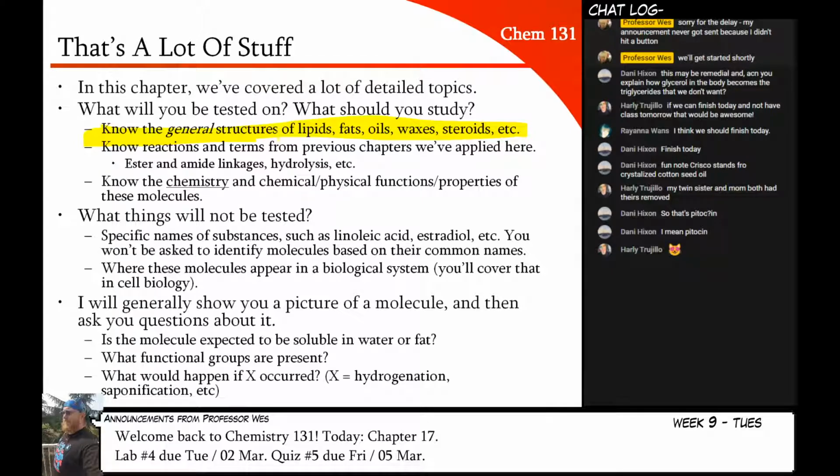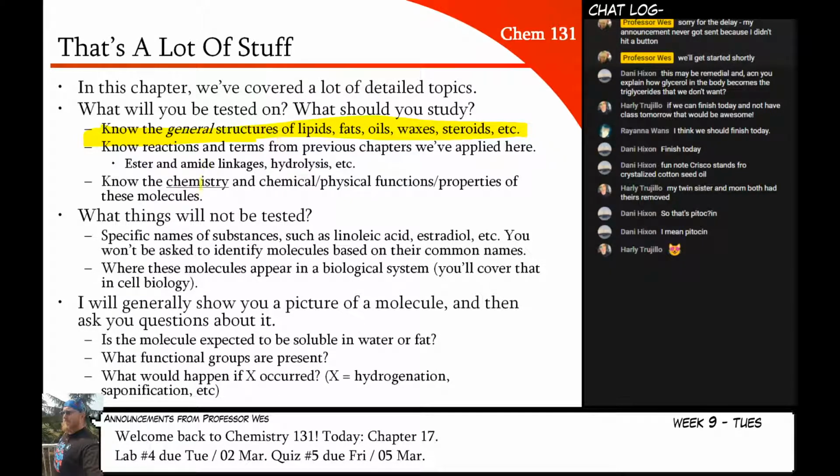Or I might ask you something like, okay, we know about non-steroidal anti-inflammatory inhibitors. If it says non-steroidal, what does that mean? Well, it's not a steroid. Okay, which of these would be a non-steroidal anti-inflammatory inhibitor? And if I gave you a picture of cortisol, you'd probably go, oh, that's a steroid. Steroids can't be non-steroidal, so there you go. So that sort of stuff.